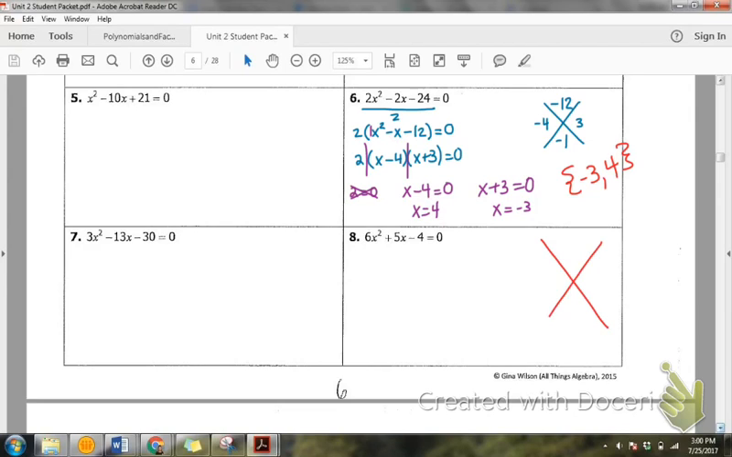What two numbers am I multiplying? 6 and negative 4. Good. So I get negative 24. And they have to add to be 5. Okay, you know how to do this. Go ahead and factor. If you're watching the video, go ahead and press pause.